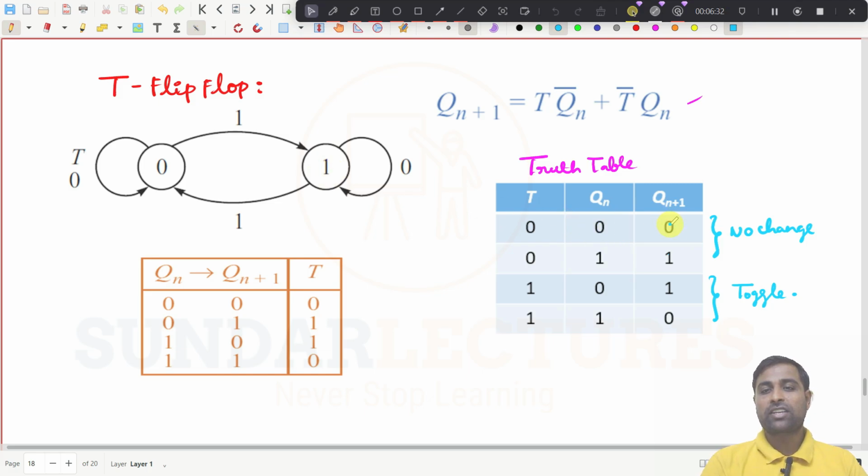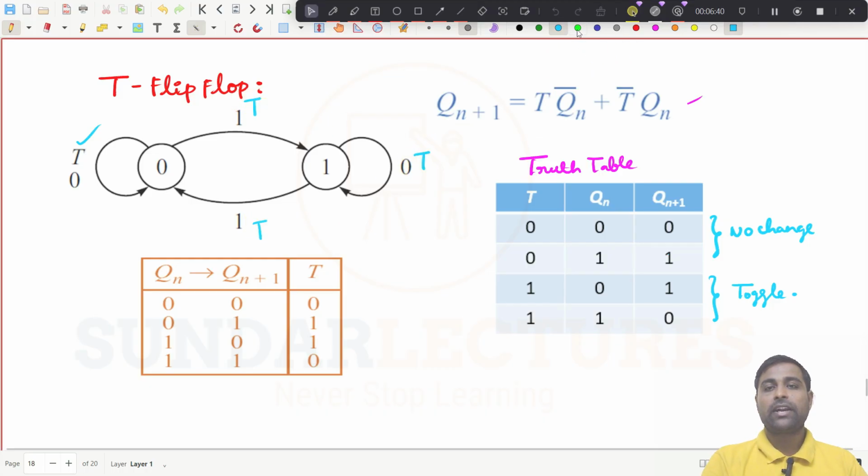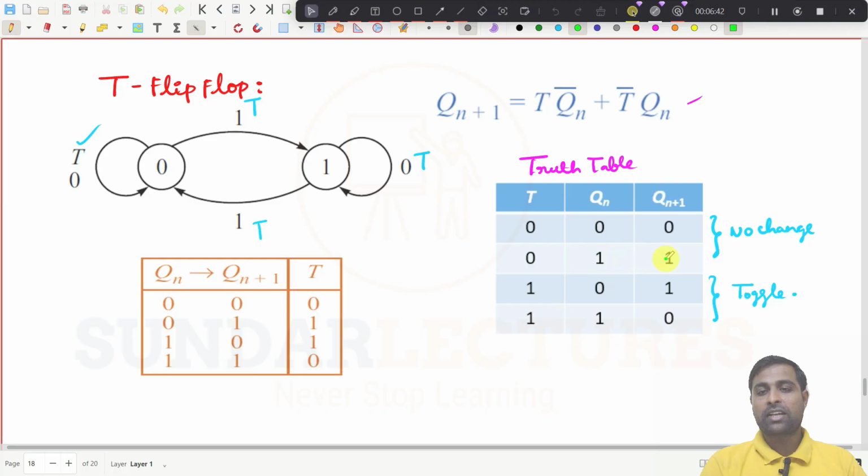0 and 1 is there. If present state is 0, next state should be 0. What should be this one? So T should be 0. That is what we have written here. Everything is T. This is also T. Right? So if the present state is 1, next state should be 1. What should be the value of T? It is 0. See here, present state is 1, next state is also 1. So T is equal to 0.